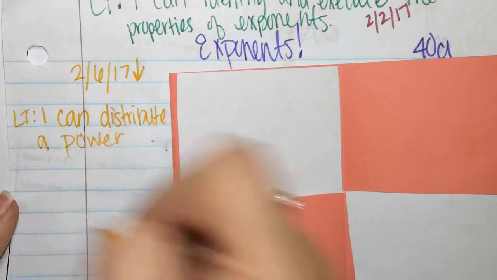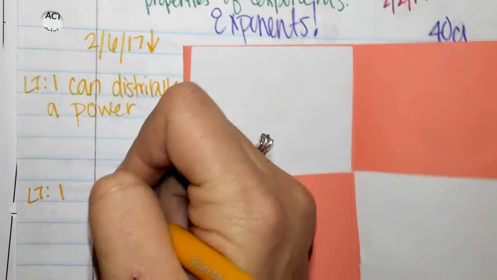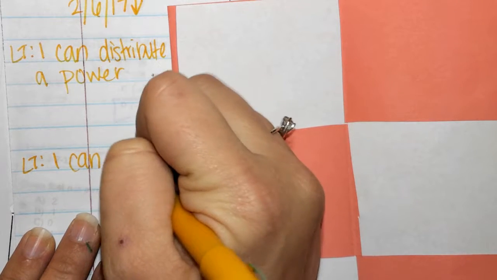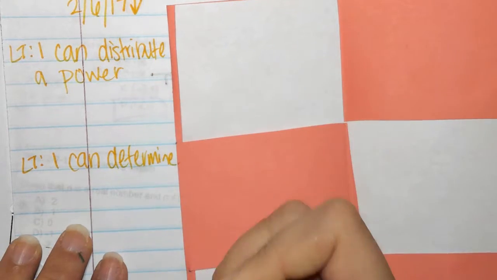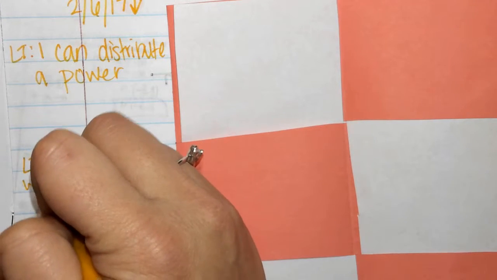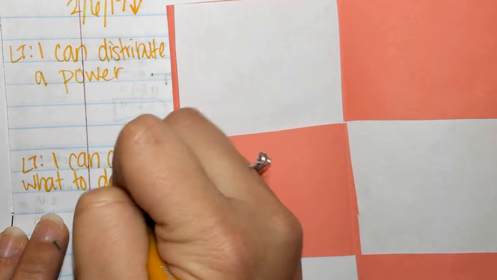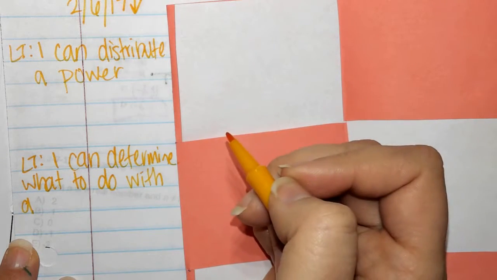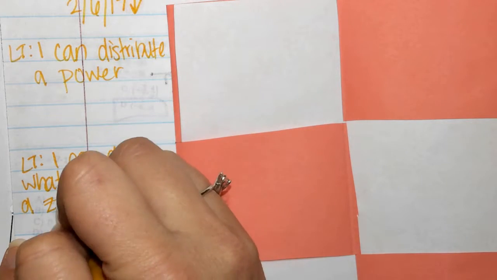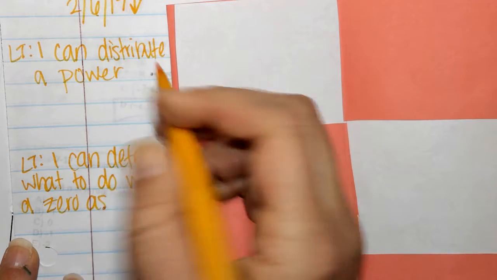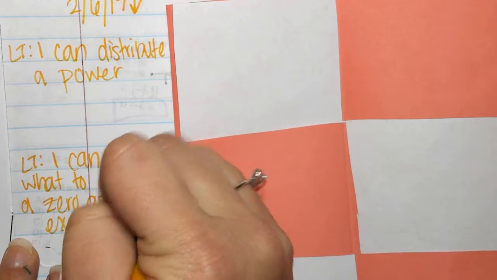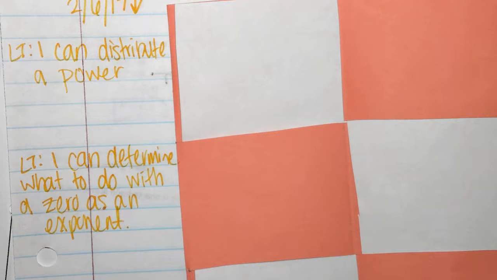The second one says, I, and leave some space, I can determine what to do with a 0 as an exponent. And then we have 2 little squares to fill out at the bottom, and then minion time.